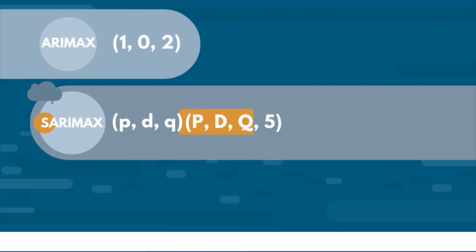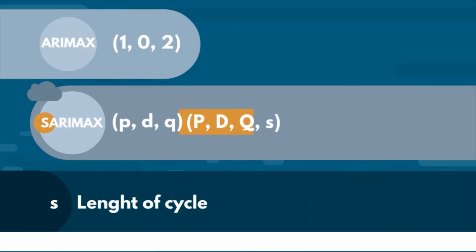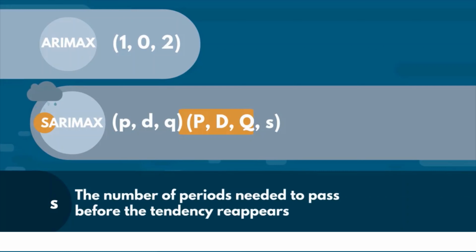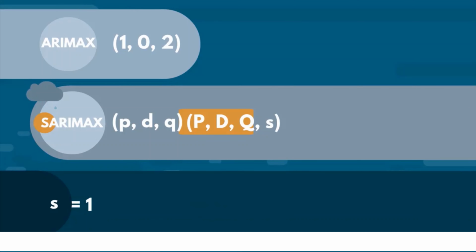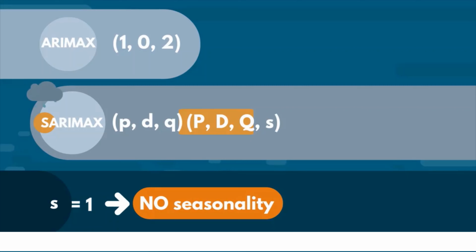The fourth and last order is the length of the cycle. For instance, if we have hourly data and the cycle length is 24, then the seasonal pattern appears once every 24 hours. Another way to think about it is the number of periods needed to pass before the tendency reappears. Of course, if this is set to 1, then every period is its own cycle. So we assume no seasonality, and the pattern is just autocorrelation. If we want to inspect a seasonal trend, we need to make sure to set the appropriate cycle length. The last order is represented with a lowercase s, because it sets the length of each season.